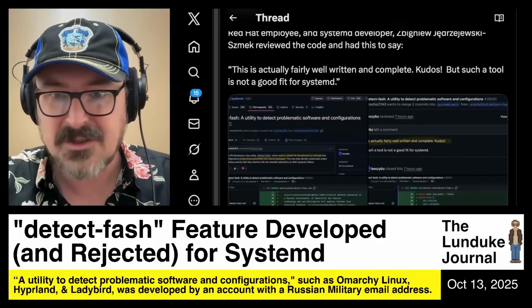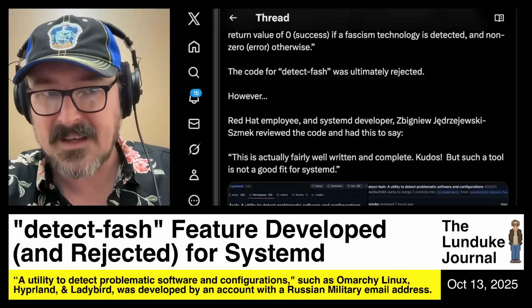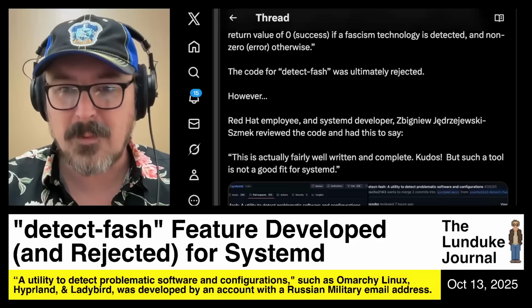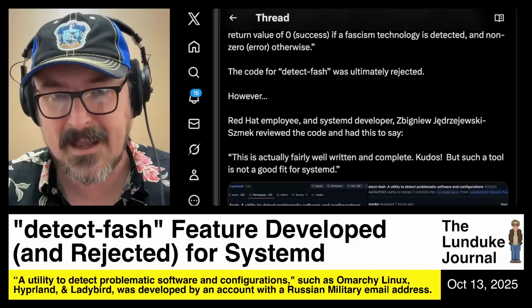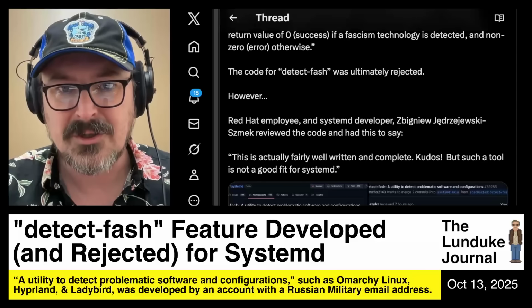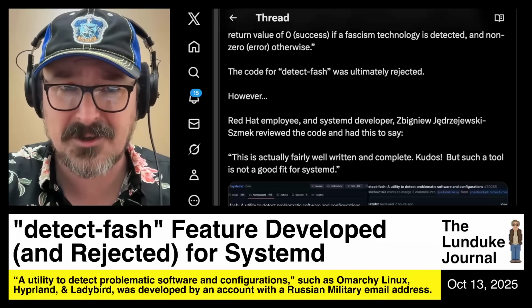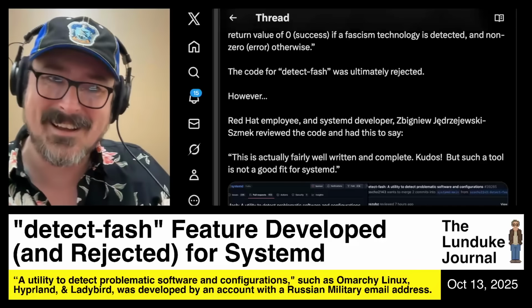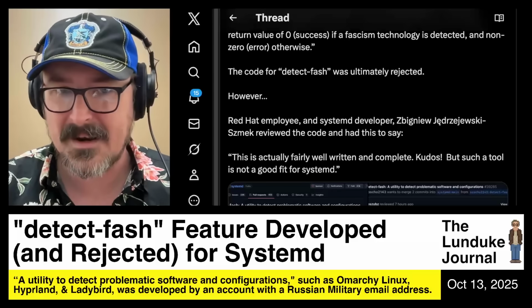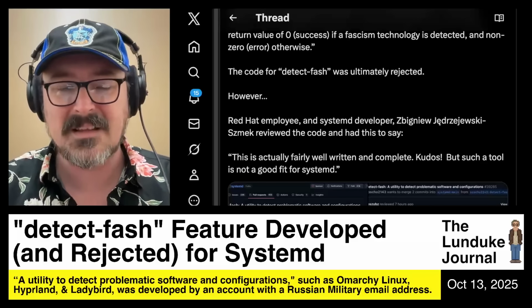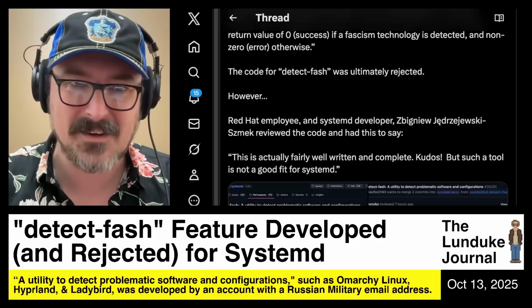Now, just to make sure this is fully documented, the person who reviewed this code and decided to close it and said kudos was a Red Hat employee by the name of, and here goes my attempt at pronouncing this name, Zbigniew Jędrzejewski-Szmek. I'm sorry if I butchered your name, Zbigniew. I butcher random English names as well, so don't feel bad about it. So he is a Red Hat employee that specifically works on things like System D, right?